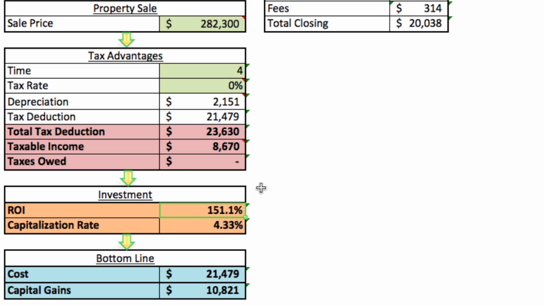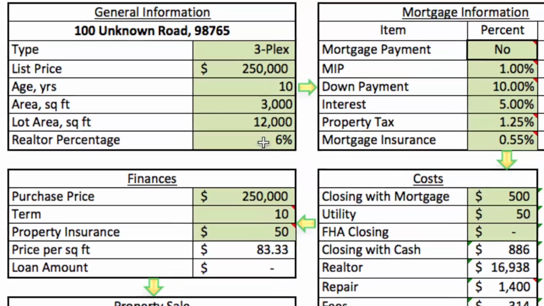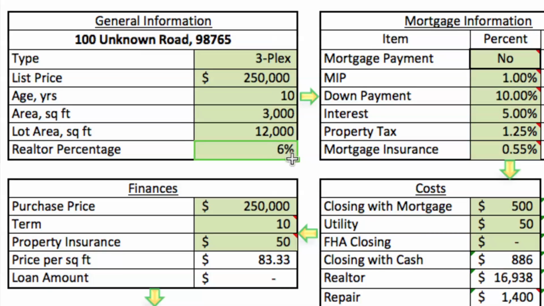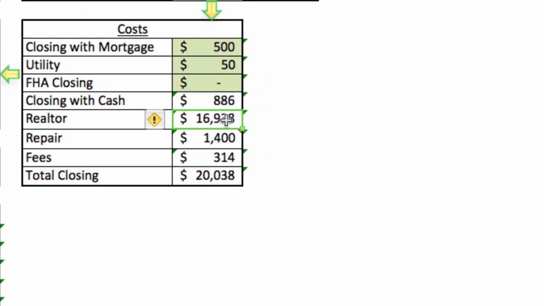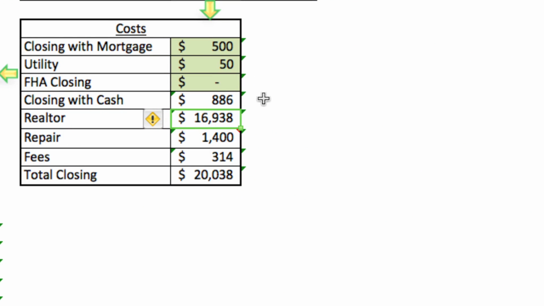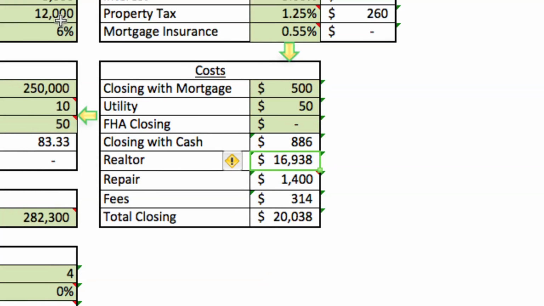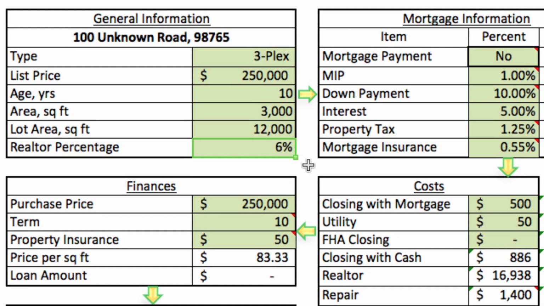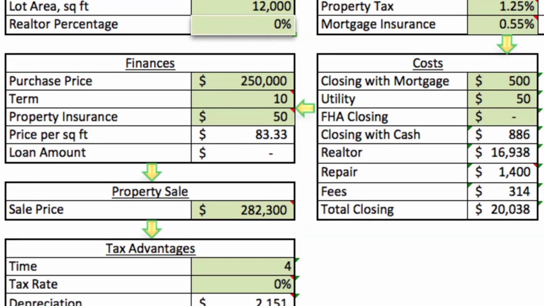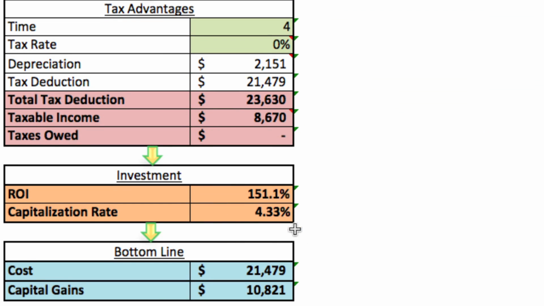Now, remember, this is under the scenario that the realtor percentage is 6%. Notice what the realtor is actually getting from this transaction with doing business with you. Almost $17,000. What if we didn't use a realtor and we did our own marketing ourselves? We would simply put 0 in the realtor percentage, and notice before I click enter here, I want you to notice the change in the ROI and the capital gains by not using a realtor. If I click enter, watch the change.